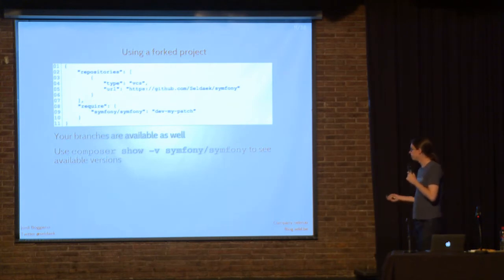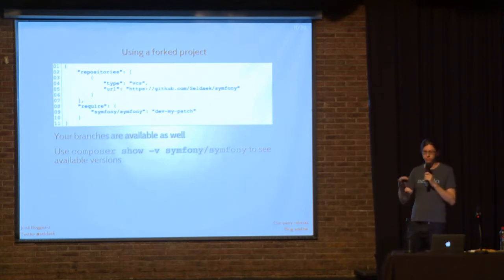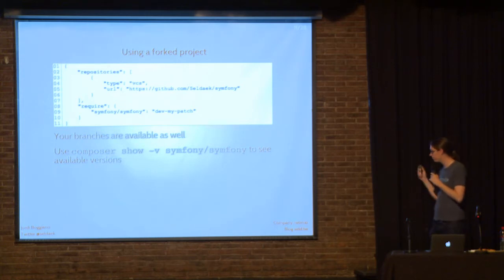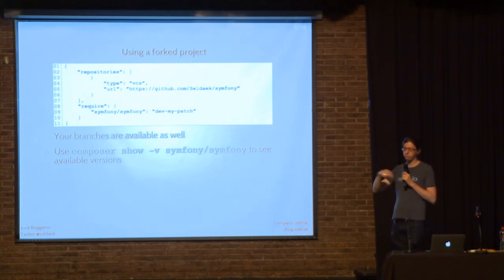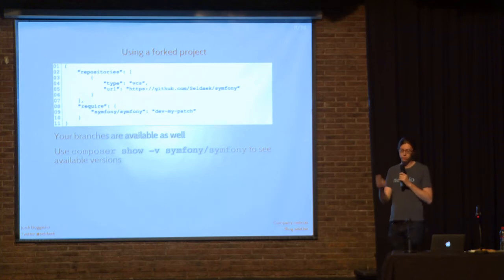So that's possible. You can just say, okay, I require this my patch branch. Composer will just prefix this dev dash to any branch name you have. So that's fairly easy to find them. But if you're confused about this, or if you forgot, you can use the composer show command. If you say composer show with the package name, it will show you all the available versions, and so you should see your branch there.